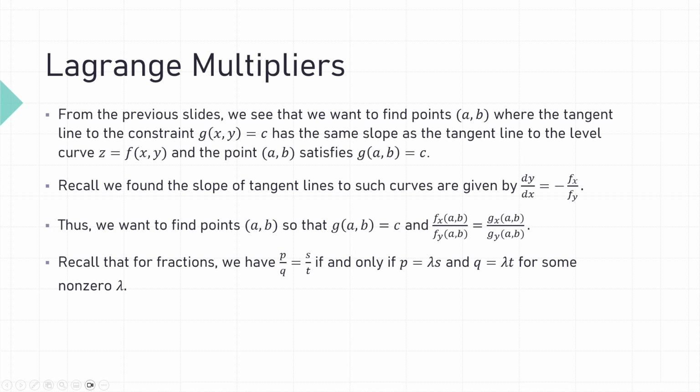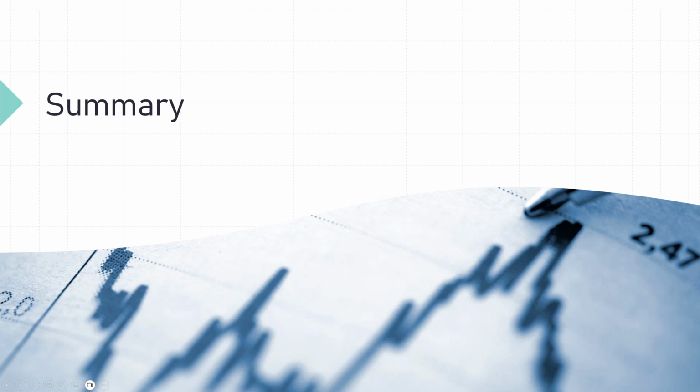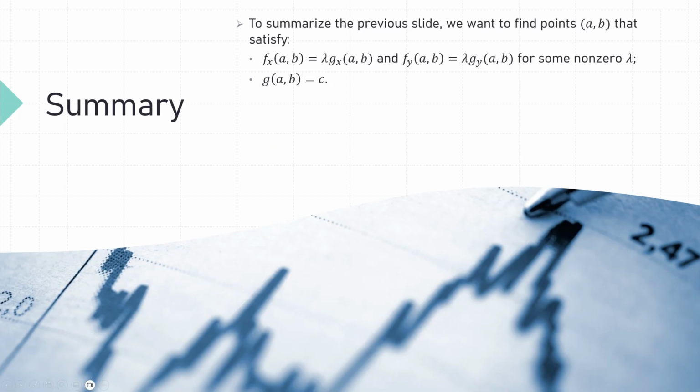So if we use that on this equation here, we can see what we're looking for is points where the numerator is a non-zero scalar multiple of the other numerator, and the denominator is a non-zero scalar multiple of the other denominator. So we do need this lambda to be non-zero, that's important. And then we still need the point to actually be on the constraint as well. So these are the points we're looking for, (a,b)s that satisfy this set of equations.